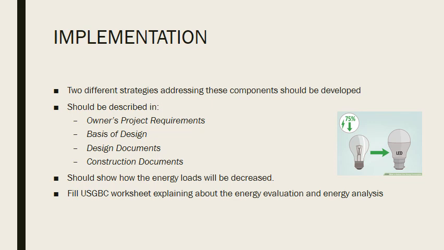Of the 7 components previously described, at least 2 strategies addressing these components should be developed in order to comply with the LEED requirement. This analysis should be described in the owner's project requirements, basis of design documents, and construction documents. The documents should show how the energy loads will be decreased by the reduction of lights and HVAC systems, together with the location of windows and the insulation and reflectance levels that will be used. Lastly, a worksheet provided by USGBC regarding the integrated process should be filled, giving explanations about the energy evaluation and energy analysis.